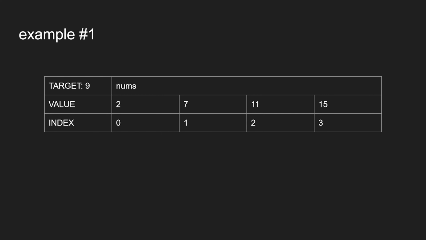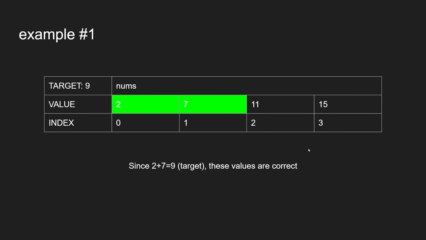So they give us a couple examples. This is the first example. As you can see here, you have a target, which is 9. This is the number you want to sum up to. And you're given this list of integers, 2, 7, 11, and 15, called nums. For clarity, I wrote out value and index. Indexes start at 0, so 0, 1, 2, 3. Since 2 plus 7 equals 9, which is our target value, these are the correct values for the solution.